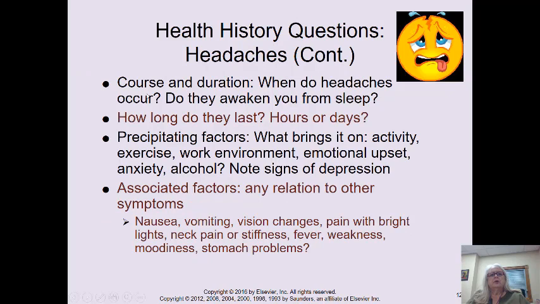So you want to make sure that you ask questions like, how long has this been going on? Does this happen only when you're awake, or did the headaches continue while you're sleeping? Do they last for hours or days, or what exactly is happening? Are there any other symptoms associated with it? These are very often symptoms of a migraine, here with associated factors.